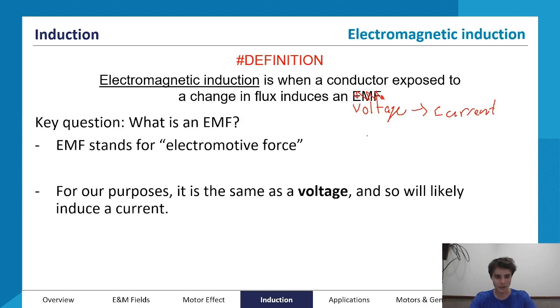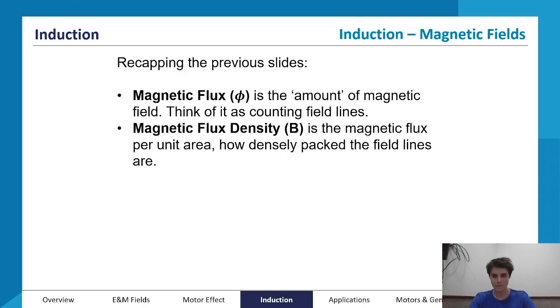So for most of our purposes, it's a voltage, which most of the time will just be a current. To recap the previous slides, our magnetic flux is the amount of magnetic field, which is basically just us counting the field lines, whereas our magnetic flux density is how much magnetic field is in there per unit area, which is basically just how densely packed the magnetic field lines are. And as it turns out, our magnetic flux density is actually the magnetic field that we've been talking about so far, right? That magnetic field is measured here as our B, which means we can use this to come up with a formula to calculate magnetic flux.